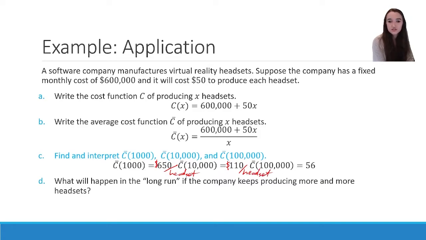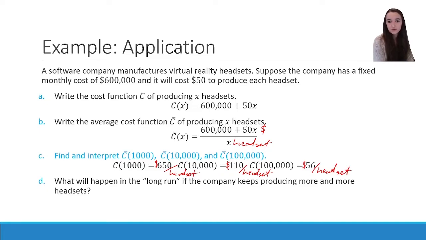Average price is $650 per headset if we've sold 1,000 of them. $110 per headset if we've sold 10,000 of them. $56 per headset if we've sold 100,000 of them. That's how averages work. Think about the units. Units on the bottom are headsets, and the units on the top are dollars. Dollars per headset. So that's where that's going to come from.